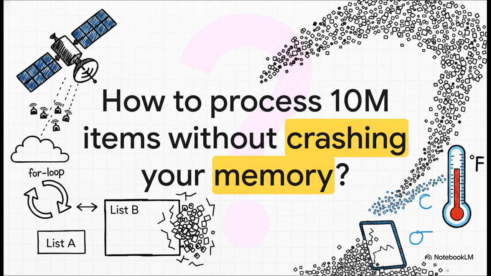If you try to run a standard for loop to build a brand new list with those converted values, well, generating that massive object all at once is going to instantly eat up a huge chunk of RAM. You'd likely bottleneck the server, or even worse, crash the whole process completely.